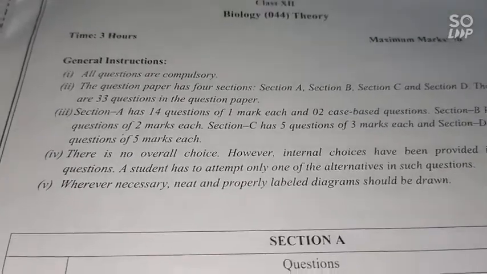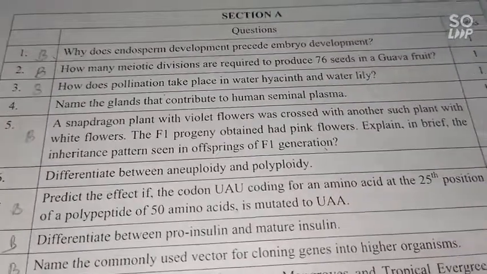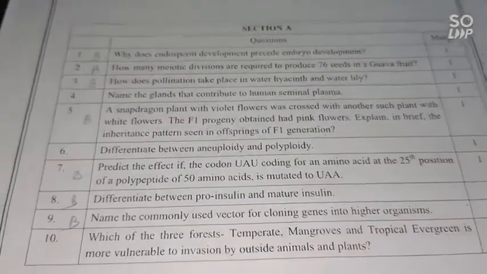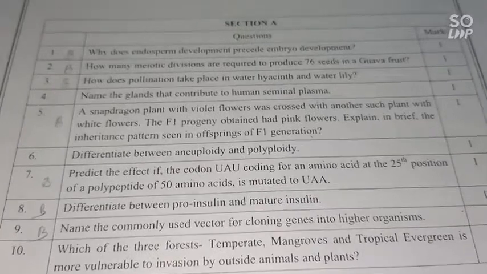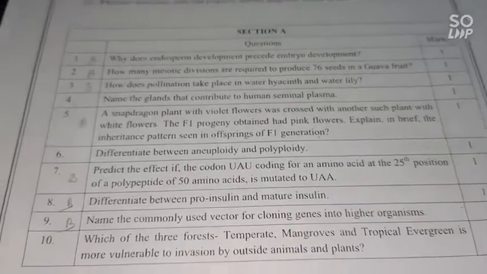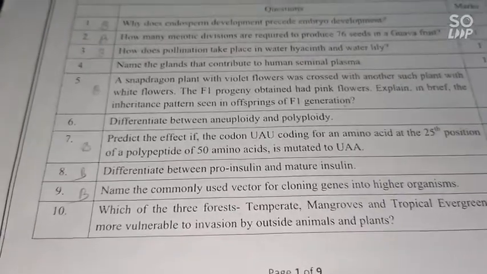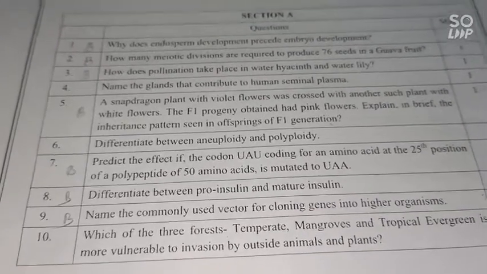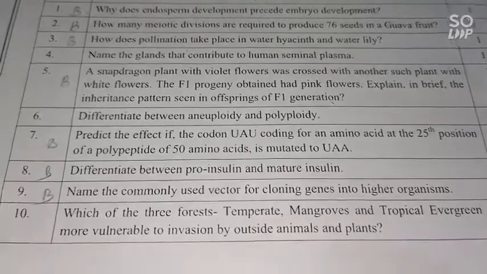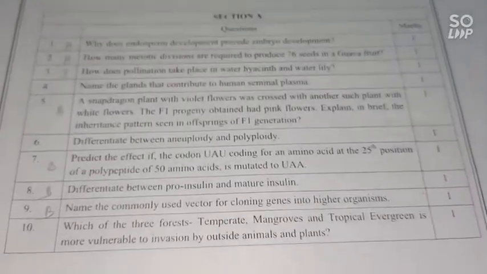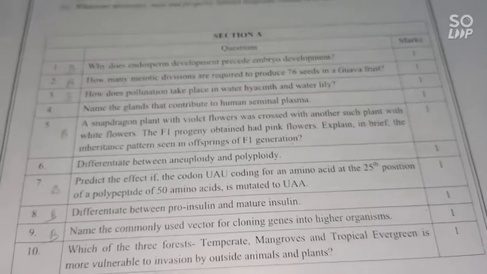Okay, coming to section A, where we have to focus now. Section A has 10 question-answer type questions. This is a sample paper I have taken from the cbse.nic website. You can go and refer to it there. So these are the 10 questions. The first 10 questions are question-answer type and each carries 1 mark.